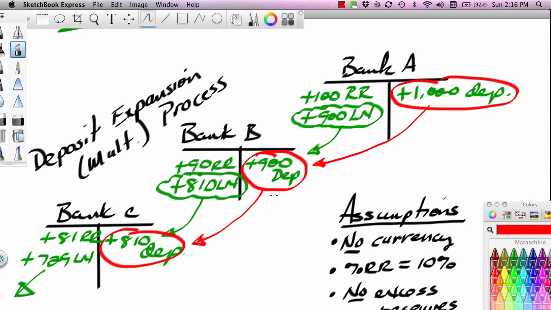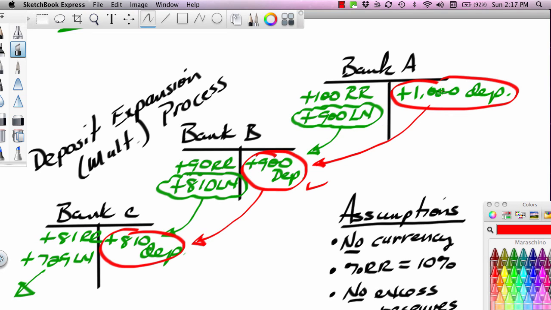The point I'm trying to make is when banks extend credit, they actually create deposits. This deposit was created by Bank A when it made that loan to Jones. This deposit was essentially ultimately created by Bank B when it made this loan to whomever this person was here. So the point is, a single deposit in the banking system actually leads to a multiplication or an expansion in the total level of deposits in the banking system.